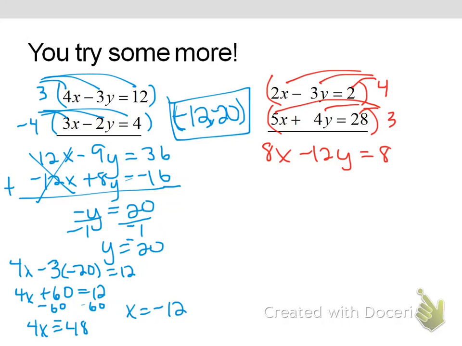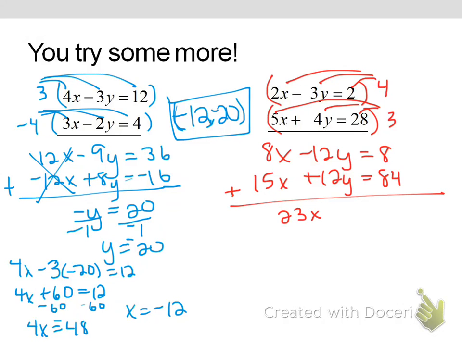8x minus 12y equals 8. 15x plus 12y equals whatever 28 times 3 is. 84. Okay, then I'm going to add them together. So 23x equals 92. X equals 4.